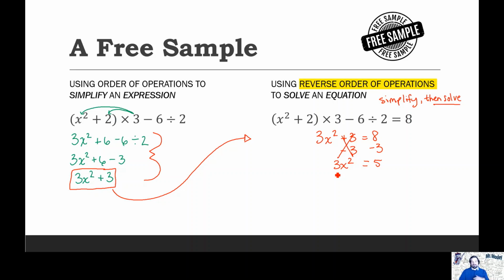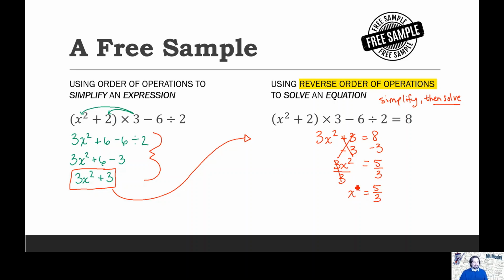And then we must move on to multiplication or division. In this case, we have 3 times x squared. So to reverse that, we do divided by 3 on each side. Because again, that leaves me closer to having x by itself. 3 divided by 3 is 1. I'm left with x squared equals 5/3. And then we have to undo the exponent, which is the next part of the reverse order.